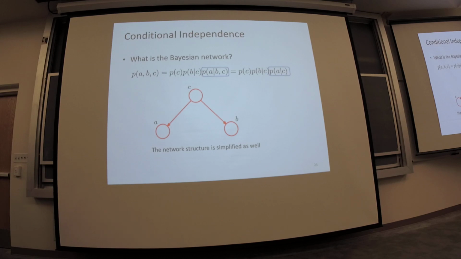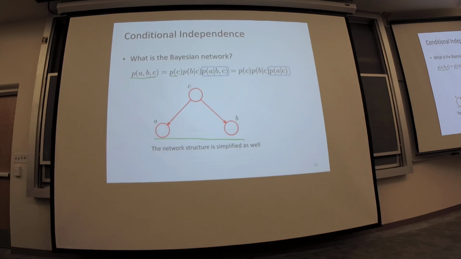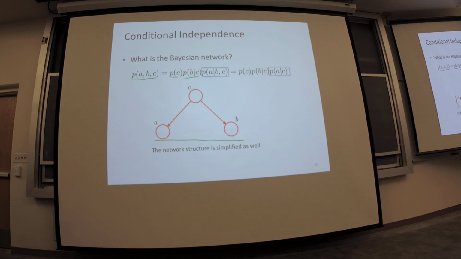So we can first look at this structure. If we use the Bayes rule to expand this joint probability, we can start with P of C, and then multiply P of B conditioned on C, and multiply P of A given B and C. But according to the structure, we can represent this joint probability as P of C, times P of B given C, times P of A given C, right?